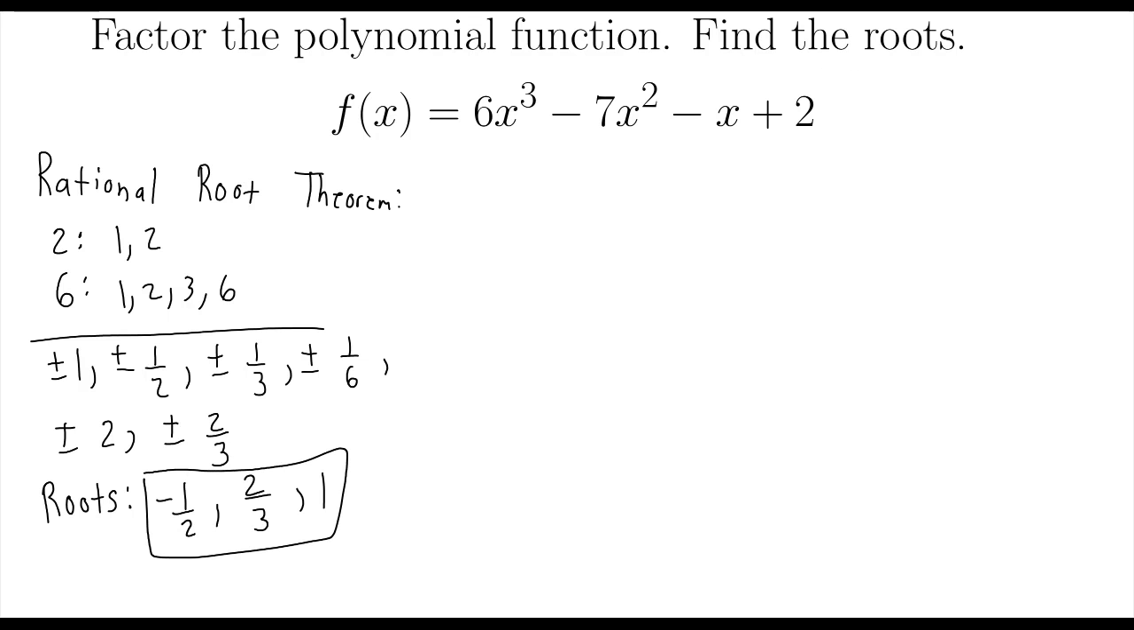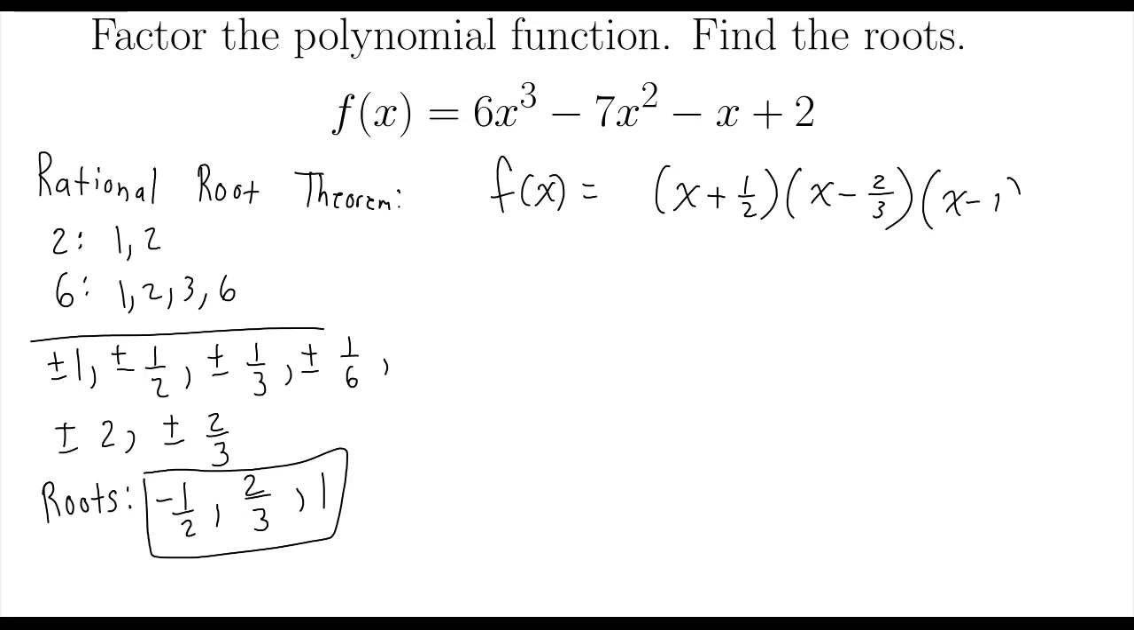Now, to factor the function, I'm going to write x minus, the first one is -1/2, so x minus -1/2 makes x plus 1/2. Then x minus 2/3, x minus 1, and I'm almost done. Remember, if I multiplied these 3 together, x times x times x, I would get x cubed, but it should be a 6x cubed, which means I'm just missing the 6 out in the front. So I'll put the 6 there, and there we go. I have it factored.